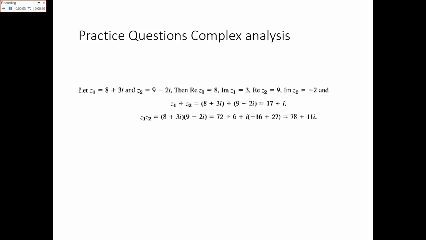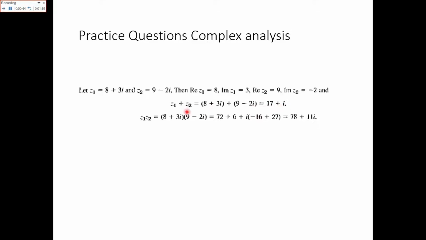Let z1 is equals to 8 plus 3 iota and z2 is equals to 9 minus 2 iota. Here the real part of z1 is 8 and the imaginary part of z1 is 3. Similarly, the real part of z2 is 9 and the imaginary is minus 2. And you are asked to basically add them. So what you will do? You will add the real part of z1 with the real part of z2. And similarly, you will add the imaginary part with the imaginary part. So you will get the final answer 17 plus iota.